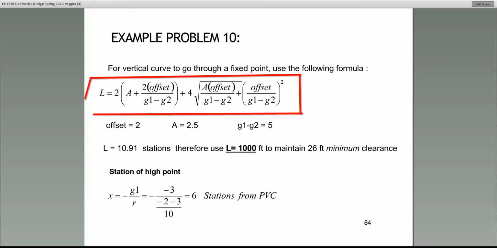Let's take a look at it very carefully. L is what we're looking for. All right, that's the length of the curve we're designing for. Now, the ingredients: A, capital A, I will tell you what that is. Offset, the word offset is used. That is nothing other than the tangent offset that we've talked about so far. And then the only other things that show up are G1 and G2, the gradients that we've talked about before.